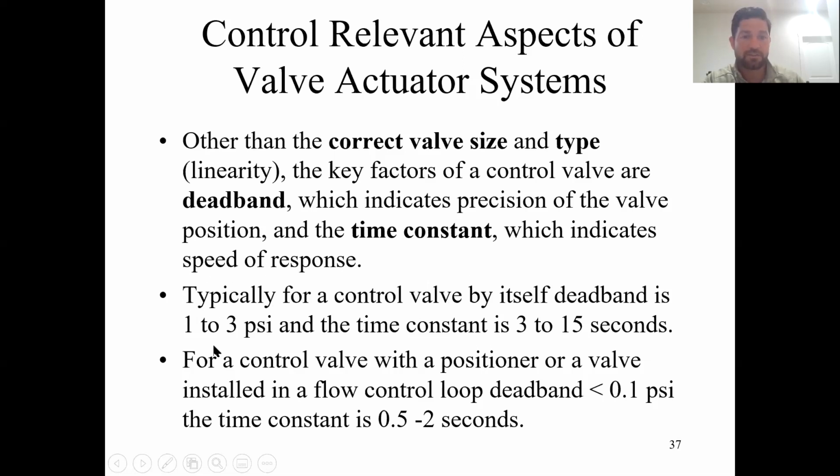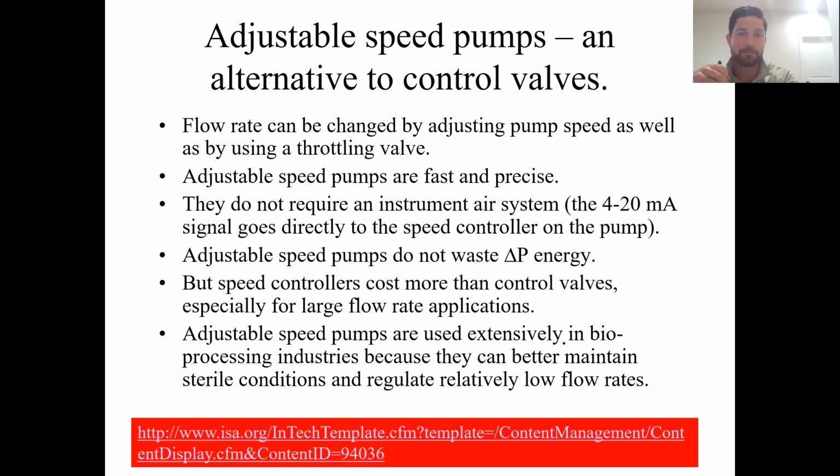So a control valve typically has a deadband of 1 to 3 psi, time constant of 3 to 15. The control valve with a valve positioner is significantly improved. The deadband is typically on the order of 0.1 psi. So with a positioner, it's much faster and has much less deadband than without one. Again, you might say, well, why don't you just put a valve positioner on all valves? The answer is because it costs money.